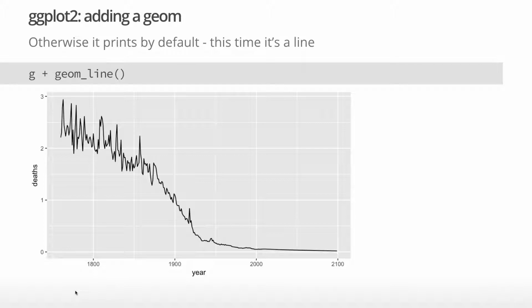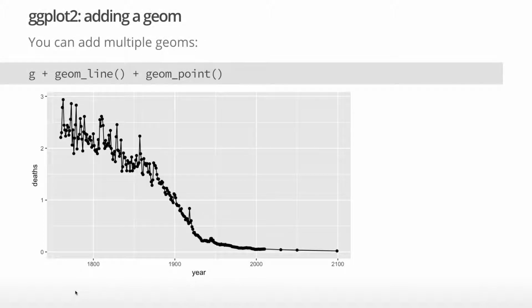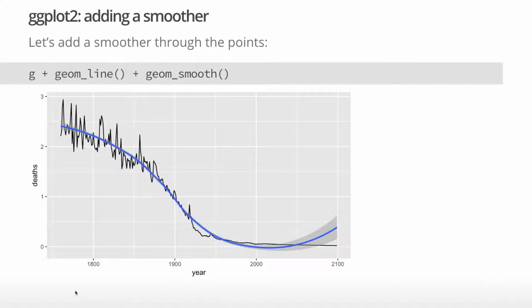If we say G plus geom line instead, because we wanted lines instead of points, we've already defined the canvas, we're just adding a layer on top of it. And again, if you add both of them, that's what you get. Geom smooth. So we added a line plot plus a smoother.